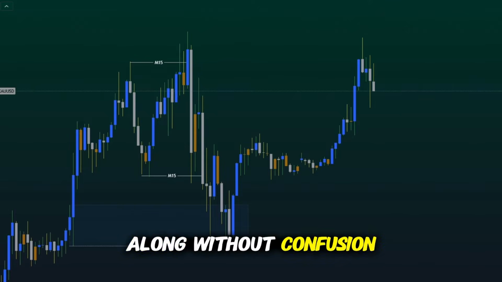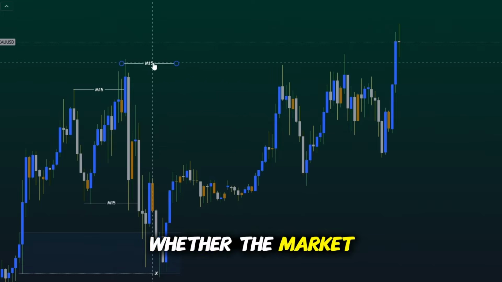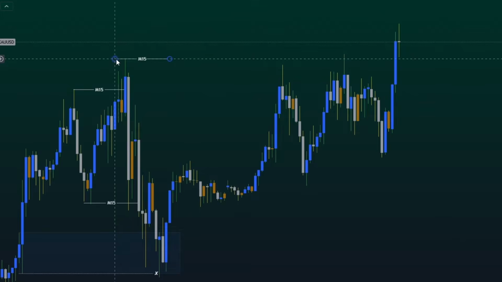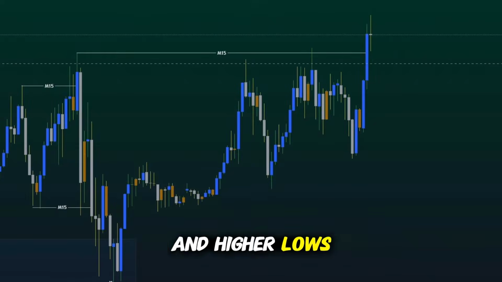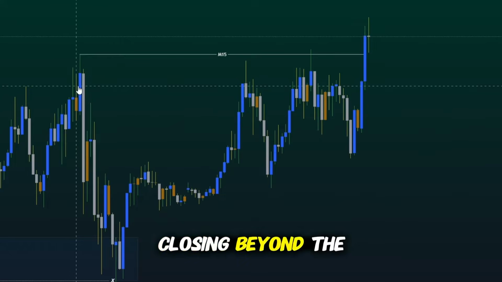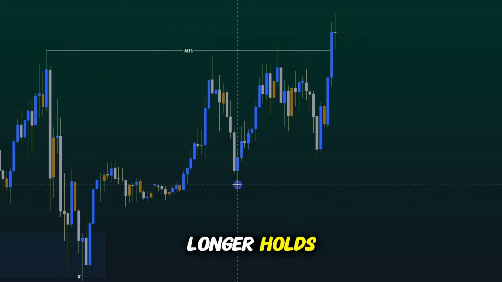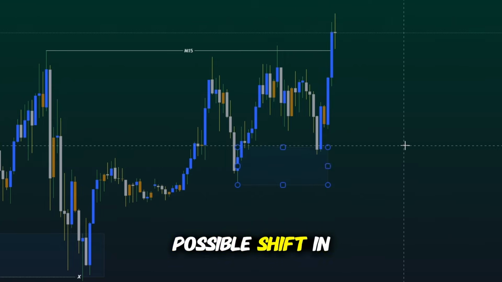First thing first, we have to identify the trend, whether the market is bullish or bearish. In this case, it's very clear that price is bullish, with higher highs and higher lows showing strong buying pressure and control. The market has just shown a structure break, with the price closing beyond the previous swing level, confirming that the old support or resistance no longer holds and suggesting a possible shift in market direction.